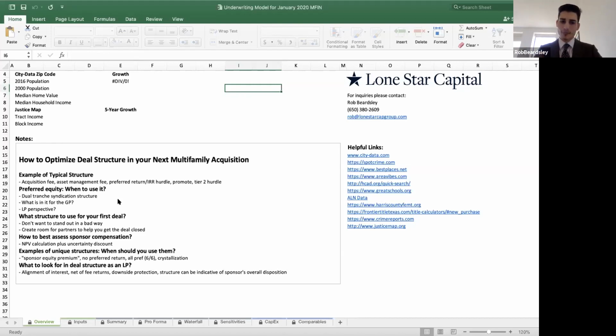So again, not all preferred equity is created equal, but that's another interesting way to squeeze a little leverage into a deal. But we'll talk about later whether that's actually a good thing for the GP or not.